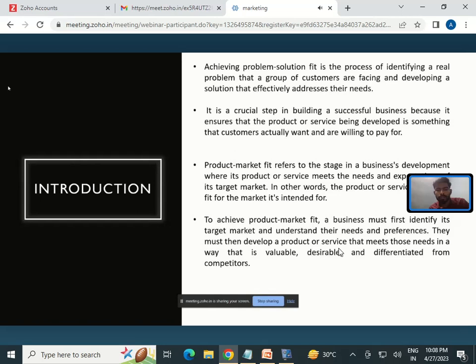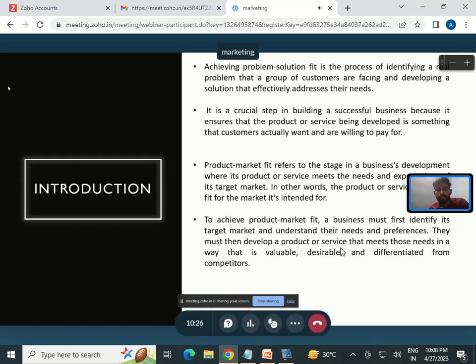So let's look into the first point. Achieving problem solution fit is a process of identifying a real problem that a group of customers face. Few keywords or terms will be there, and that is why the theory is created. By clarifying these terms, we will make the needs of these two topics very clear. The group of customers are facing a problem, and you develop a solution that effectively addresses their needs.